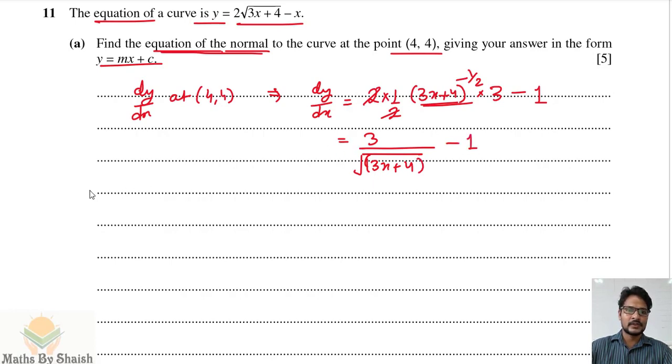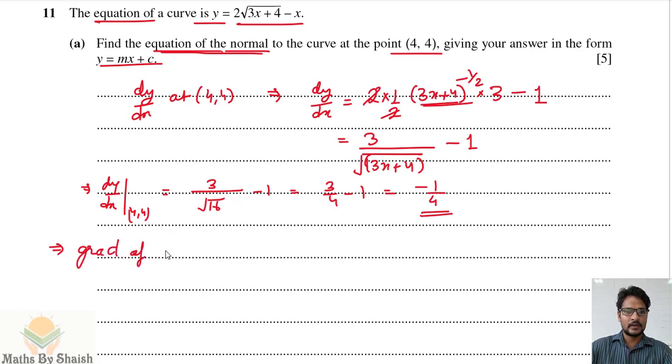So if we got dy over dx, at x equals 4, it is 3 over the square root of (3 times 4 is 12, plus 4) 16, minus 1, so it is 3 upon 4 minus 1, and that is going to be 3 minus 4, that is -1 upon 4, and that's the gradient of the tangent. It means the gradient of the normal would be the negative reciprocal, that is only 4.